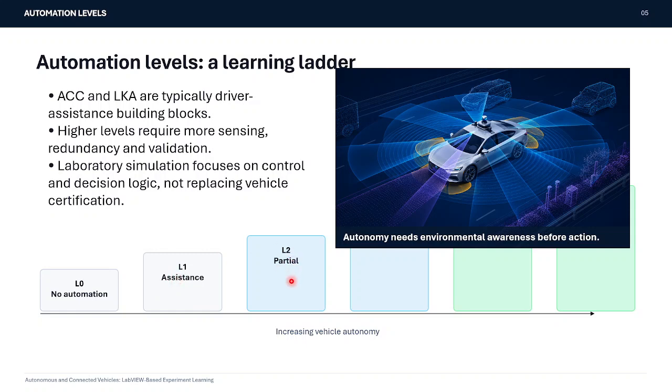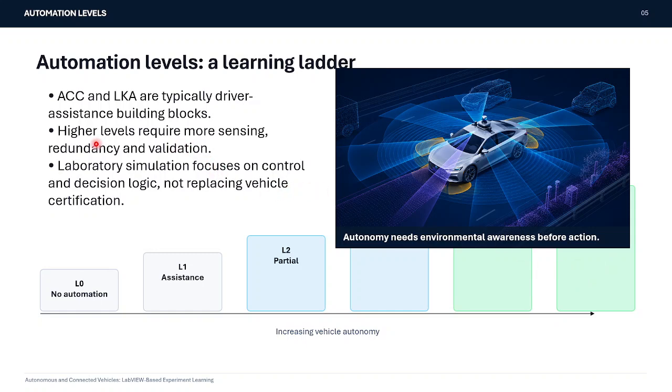So partial, we look at adaptive cruise control, lane keeping assistant, that is also L2. The next levels L3, L4, L5 are there. Similarly, full automation is there. That is the automation level from L0 to L5. Now in vehicles we have up to L3 level. In the future we go with L4 and L5, fully connected, and vehicle to vehicle communication is also possible.